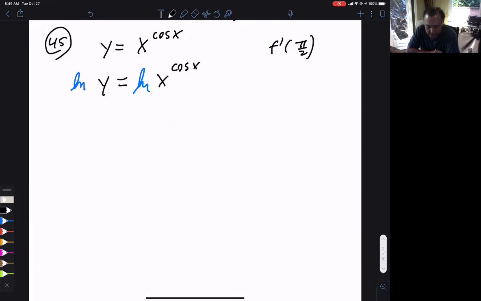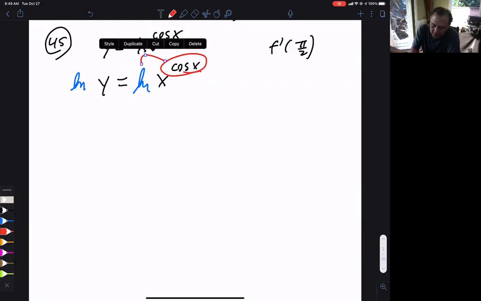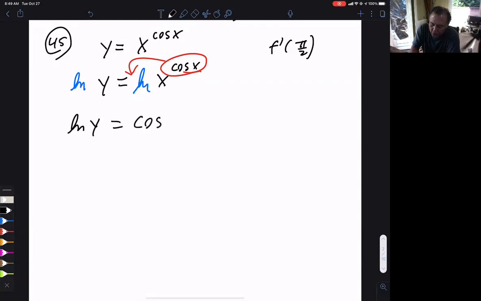Then you know the p in front of the log rule. If I have a log of an exponent, I can take the exponent and put that power, whoa, that's kind of cool, huh? I can take that power and put it in front. So now I can rewrite it as ln of y equals cos x ln of x.